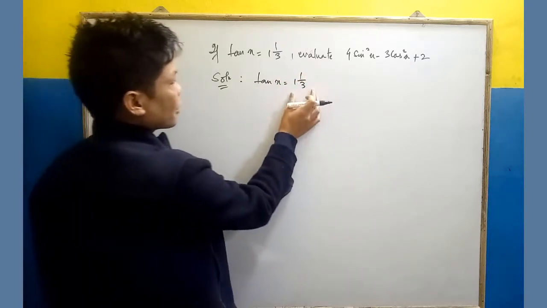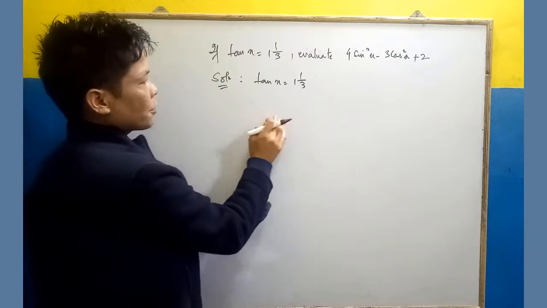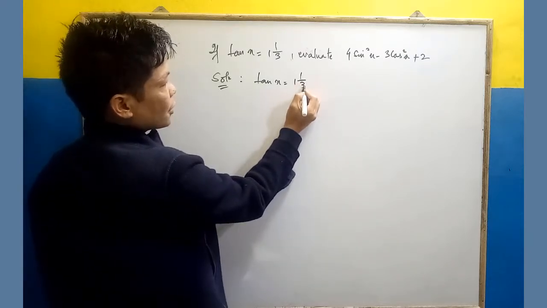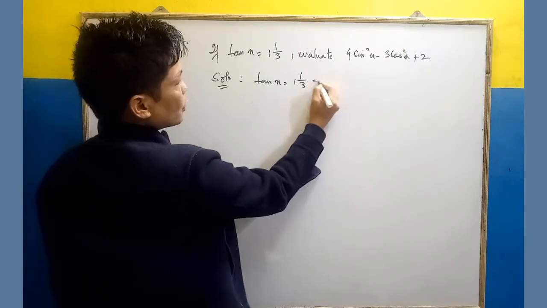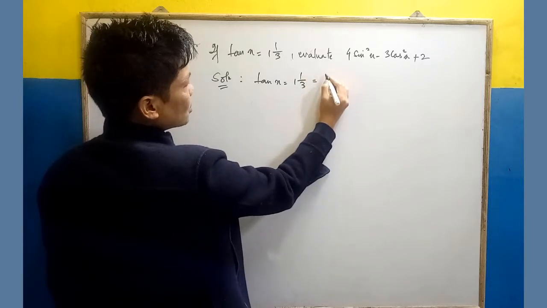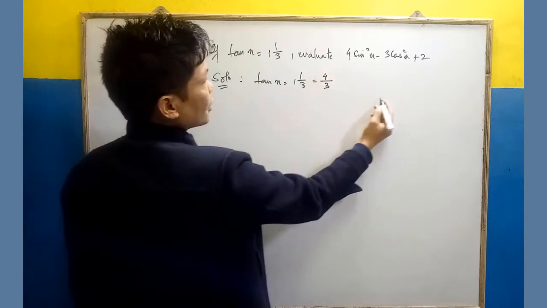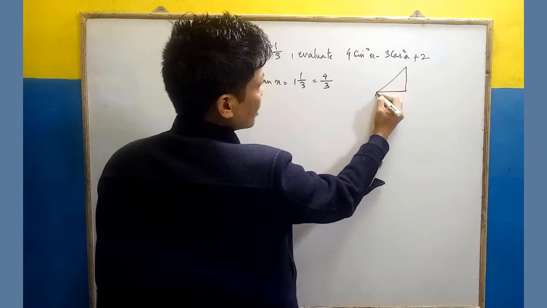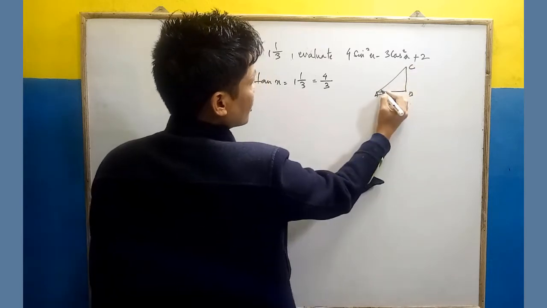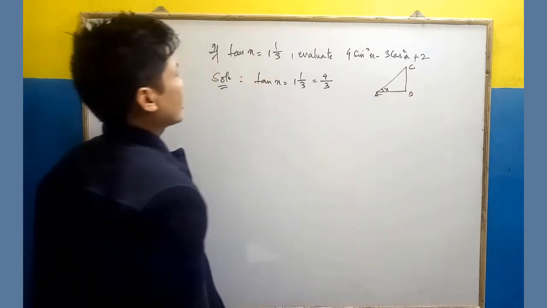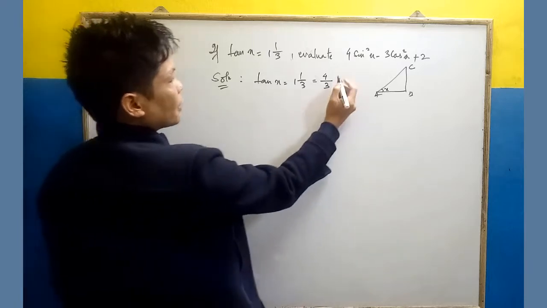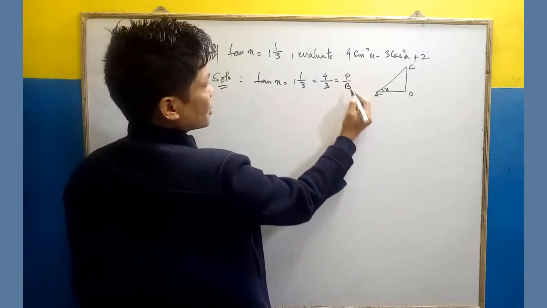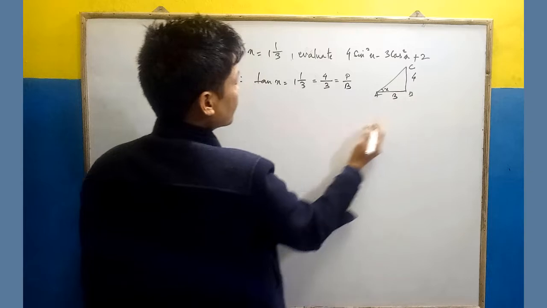So this is a mixed fraction. In order to change it into a proper fraction, first multiply 1 with 3, then add 1. In this case we get 1 into 3 is 3 plus 1 is 4. So 4 by 3. So we have a right angle triangle ABC. I'll assume angle A to be angle x. So the formula of tan is perpendicular by base, which is 4 by 3.